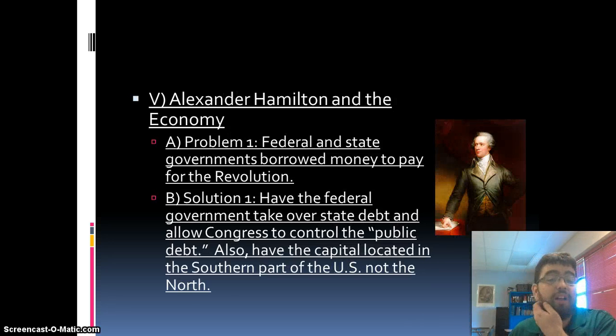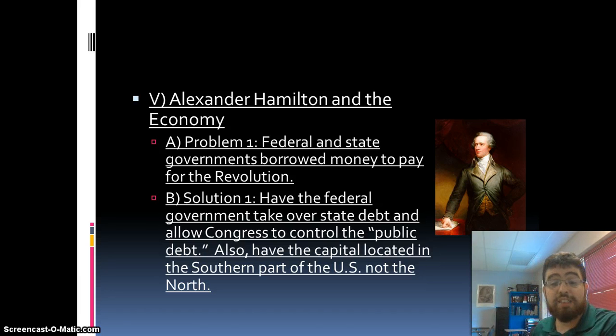So from there we get Alexander Hamilton and the economy. Alexander Hamilton is the Secretary of Treasury under Washington, and there were a lot of issues. So we're going to look at 2 or 3 in particular. The first major issue is the federal and state governments borrowed money to pay for the revolution. So we spent all this money to fight this war, and some states paid it off, other states did not, and the federal government needs to figure out how this is going to work.